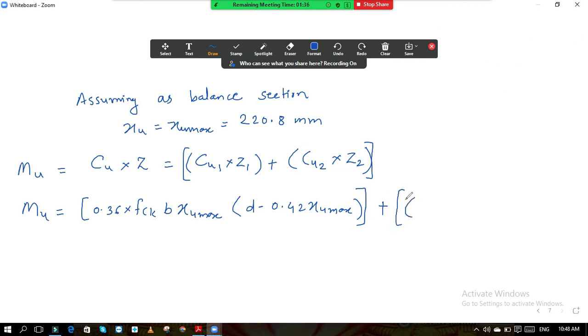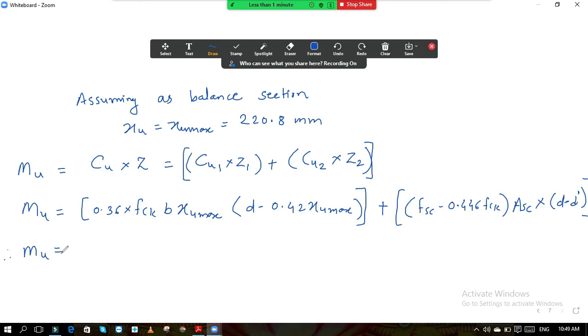here your Cu2. It is FSC minus 0.446 FCK, ASC into D minus D dash. This is the lever arm, D minus D dash. Okay. So just put the values now. Therefore, Mu is equal to, I think now you can put the values. Simple thing is there. I have given you the formula. Just put the values over there. Let me know the answer.